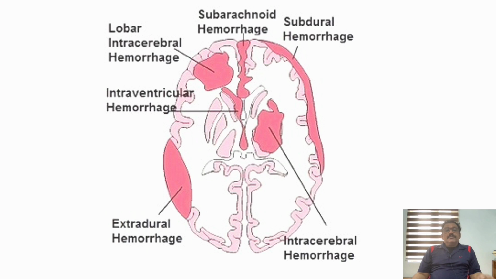Now these are the types of bleed you are going to get in the brain. There is subarachnoid hemorrhage, lobar ICH, intraventricular extension of bleed, subdural hematoma, extradural hematoma, intracerebral hemorrhage. So these are the common types of bleeding. Other than that, pontine hemorrhage is there. Other areas also can be involved in bleeding.